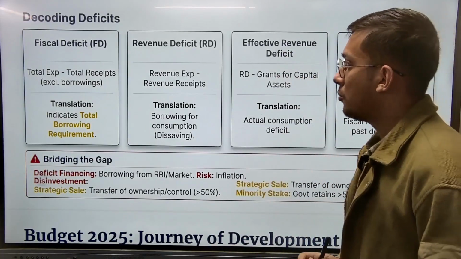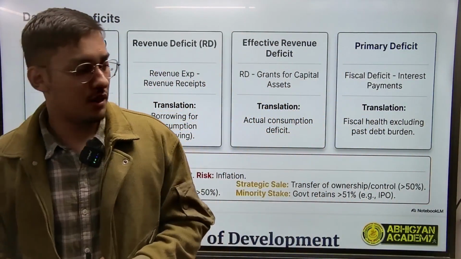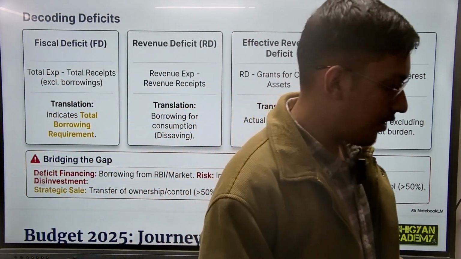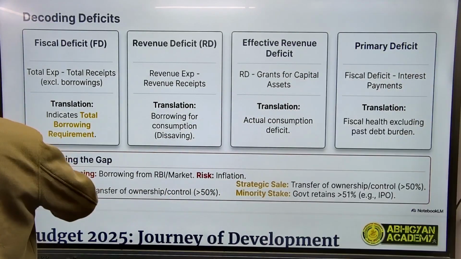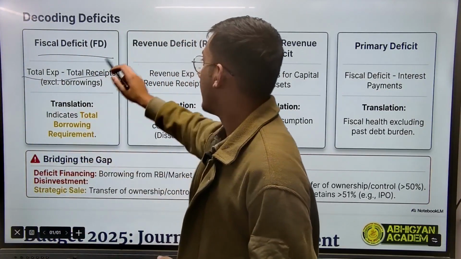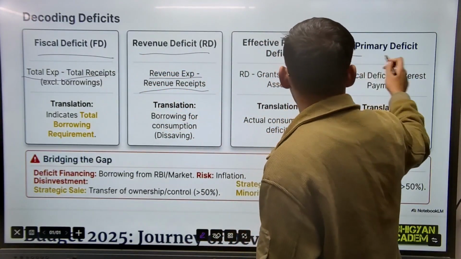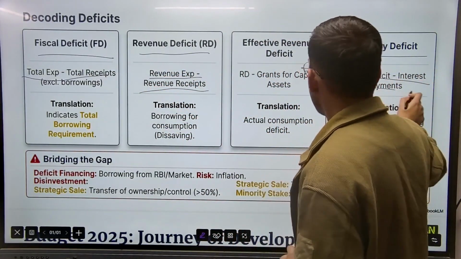Now we come to some of the formulas. This is very important. It gets regularly asked in your CDS and NDA exams. That is your fiscal deficit: total expenditure minus total receipts. Revenue deficit: revenue expenditure minus revenue receipts. Primary deficit: fiscal deficit minus interest payment.